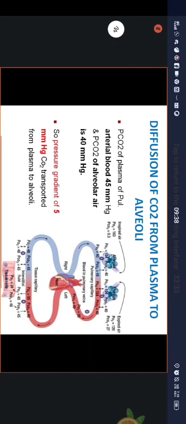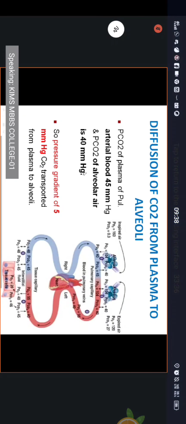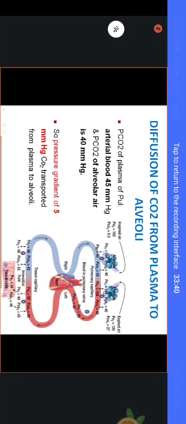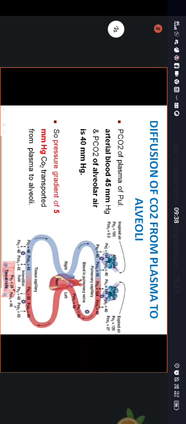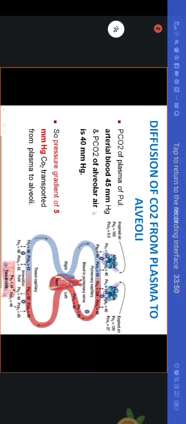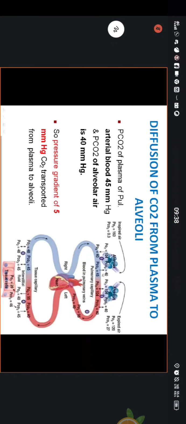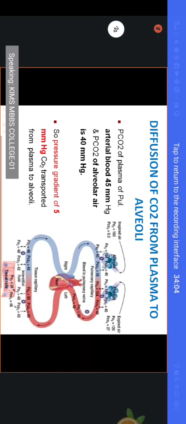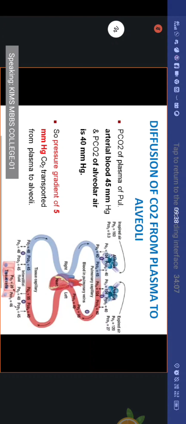For diffusion of carbon dioxide from plasma to alveoli, the pressures helping are these. This is the venous circulation. After reaching the right heart, through the pulmonary artery, it reaches the alveoli. The pulmonary arterial blood PCO2 is around 45 mm Hg, whereas intraalveolar PCO2 is 40 mm Hg. So through a net effect of 5 mm Hg, there is diffusion into the alveoli through the respiratory membrane.